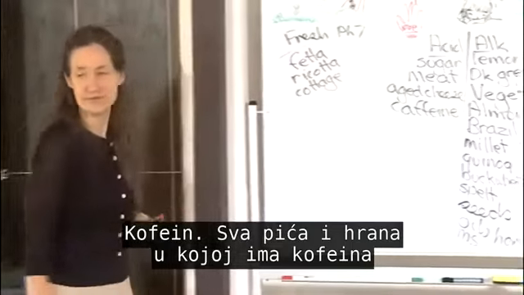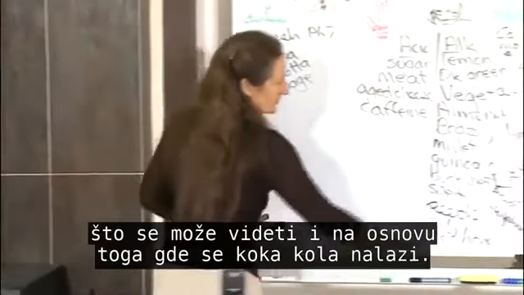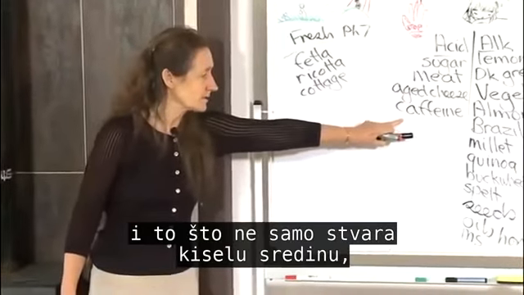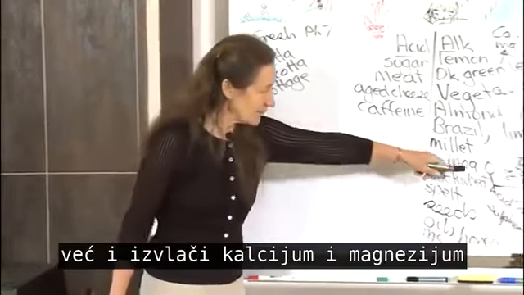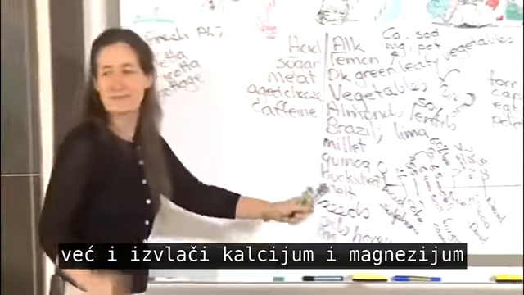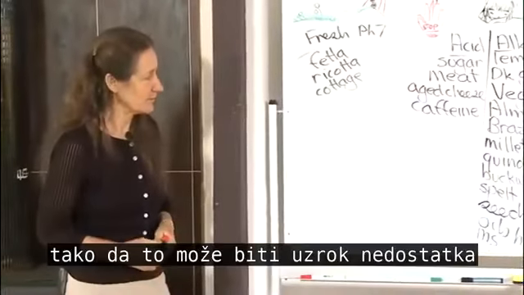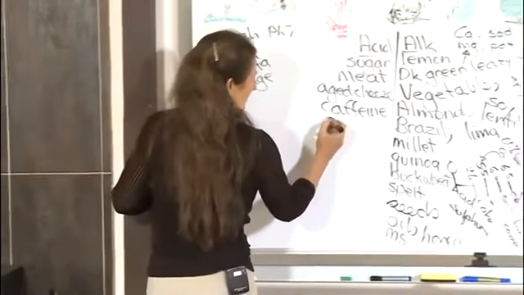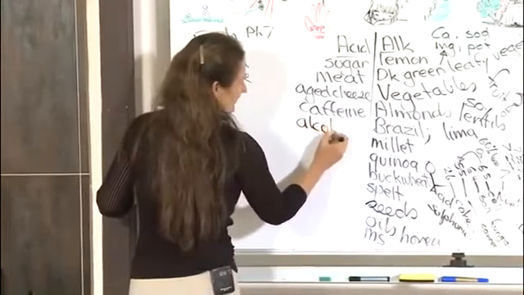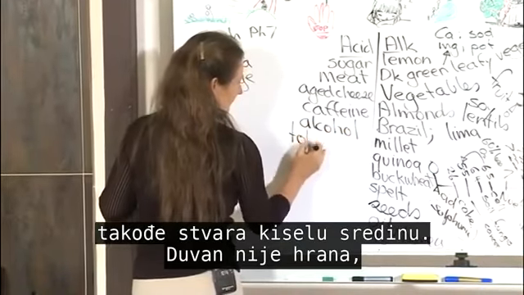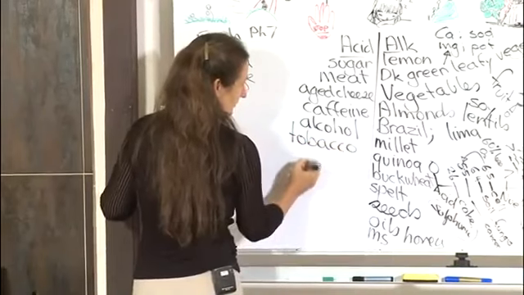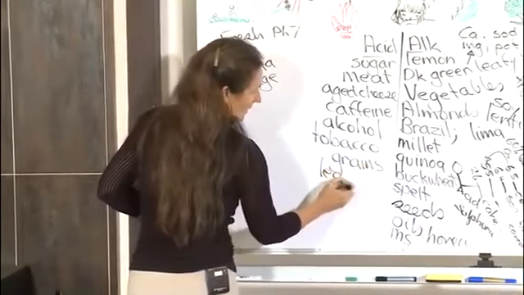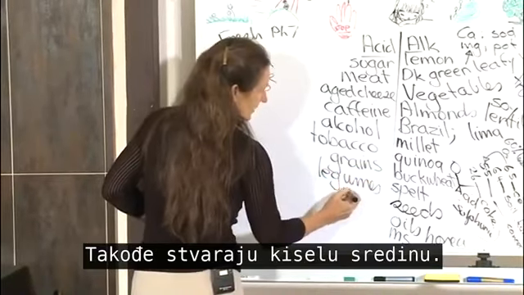Caffeine. All your caffeine foods and drinks have an acid effect in the body, as can be seen by where Coke sits. One of the dangers too with caffeine is that it not only has this acid effect, but it leaches calcium and magnesium out of the body. So it can be responsible for magnesium and calcium depletion in the body. Alcohol is not a food, but it creates an acid condition. Tobacco is not a food, but it also creates an acid condition in the body. All other grains, all other legumes, and all other nuts create an acid condition.